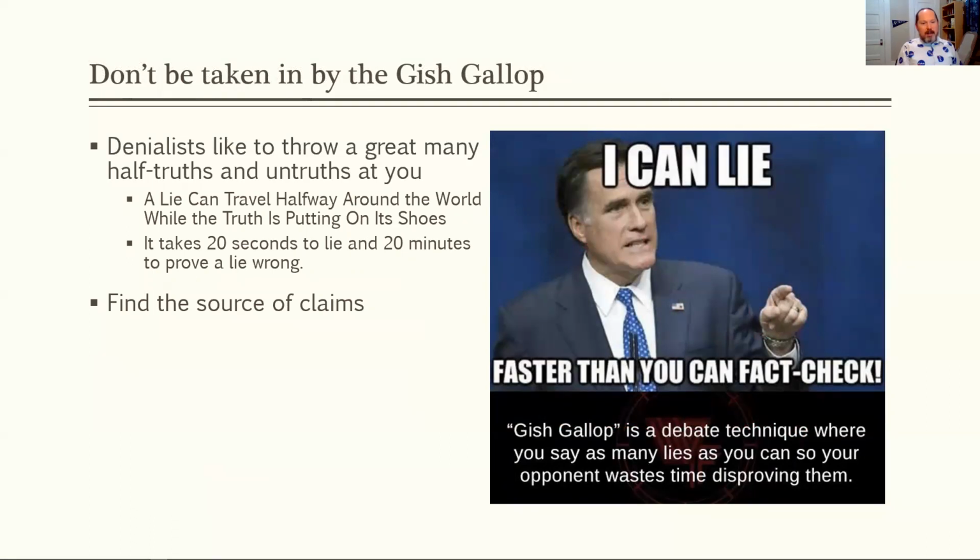Find the source of the claims. A lot of times this is an easy way to refute the Gish gallop. A lot of times denialists will take a ton of their claims from the same place, and that one source has long been discredited, right? So it's usually pretty easy to discredit.